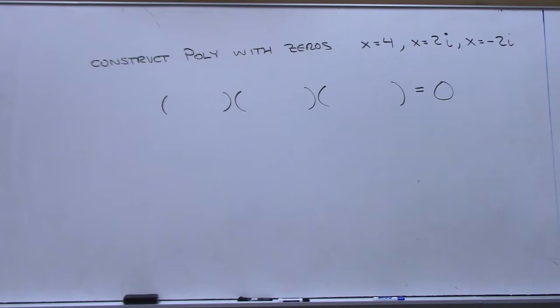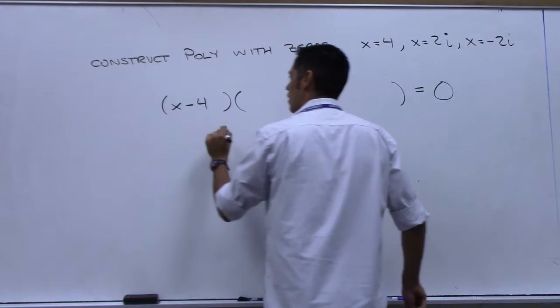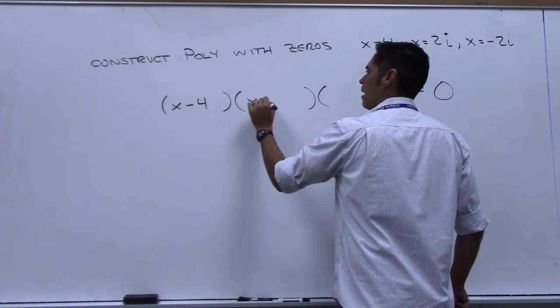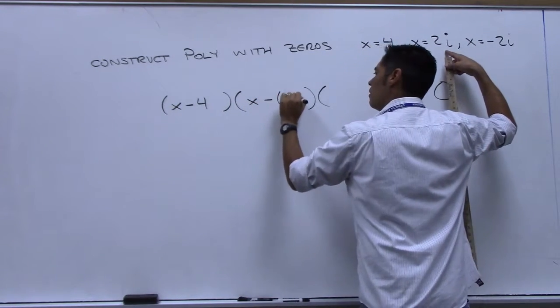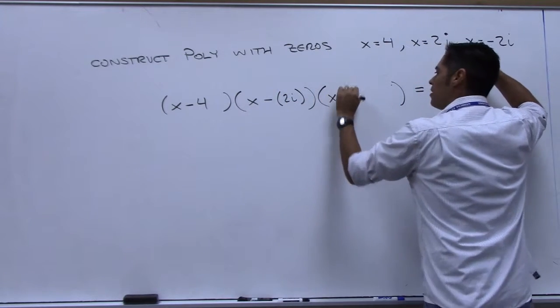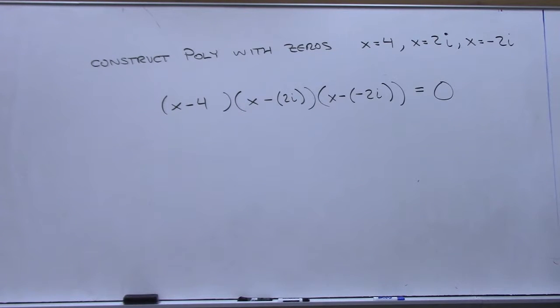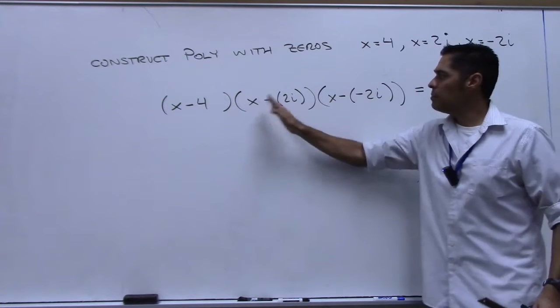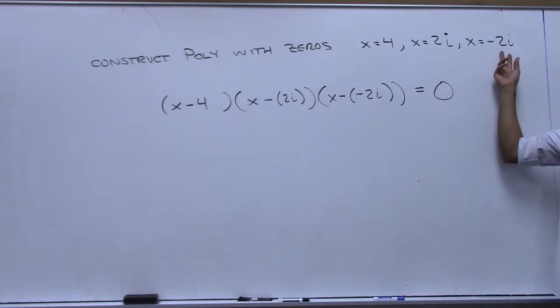What's going to go in the first factor? X minus 4, the opposite of what I see there. X minus 4. X minus the first one, 2i. Then x minus the next one, negative 2i. Like that. I want you to get into the pattern of, you're going to do x minus, that never changes. Then you're just going to put in the 2 different zeros in there.